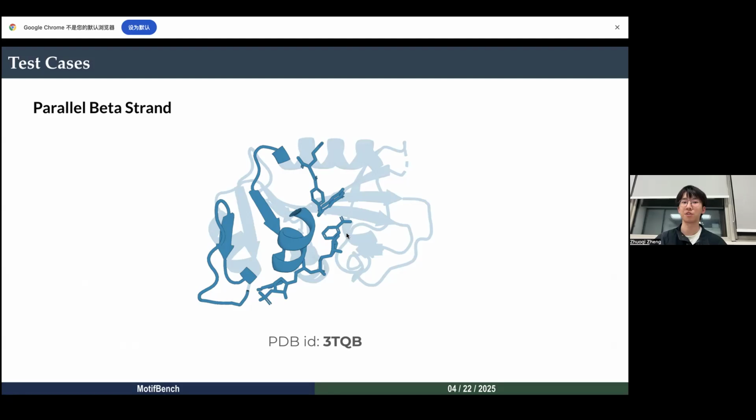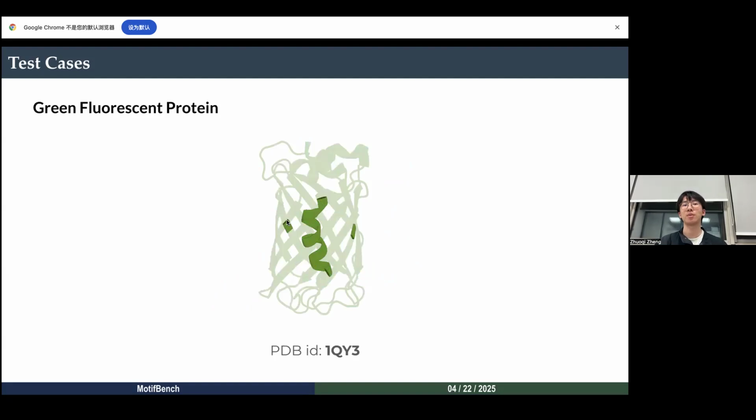The first one was extracted from a parallel beta strand, where here you can see in the left wing of this, we have this 4-turn parallel beta strand, and we extracted 2 of them. And we want the methods to find out whether they can recover the middle of this strand, given the 2 points of them. Another pretty interesting example is the green fluorescent protein.